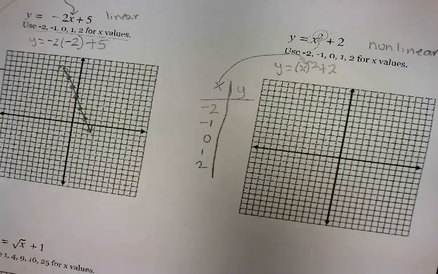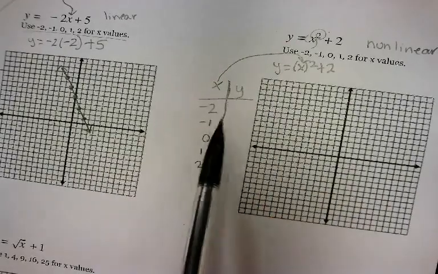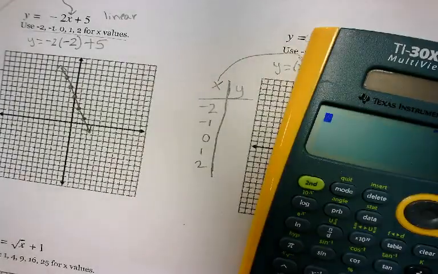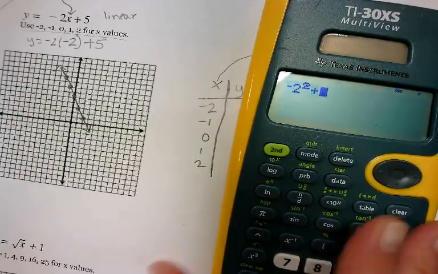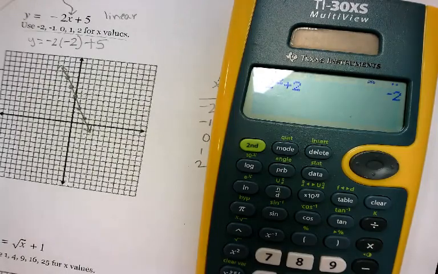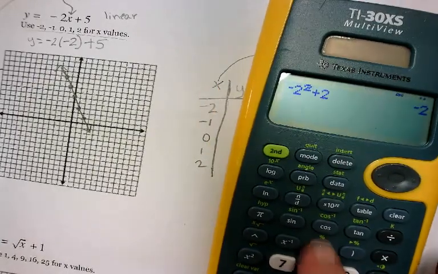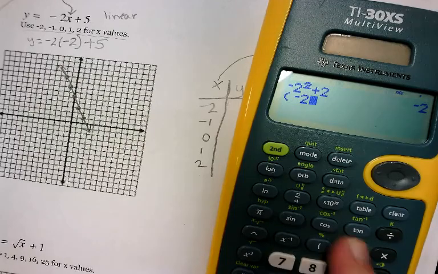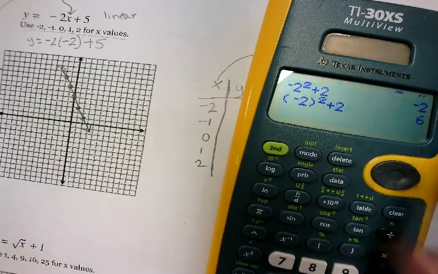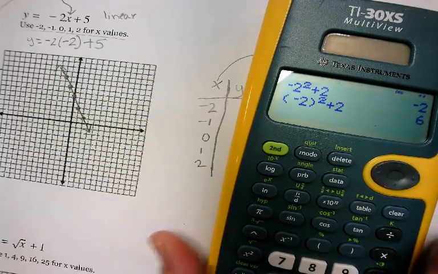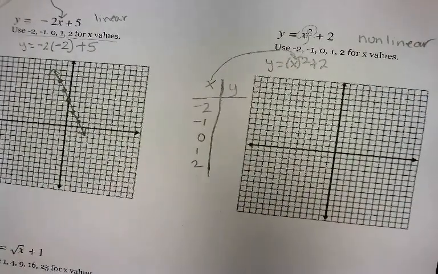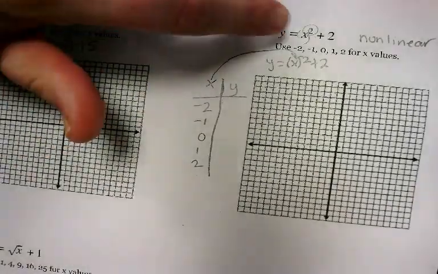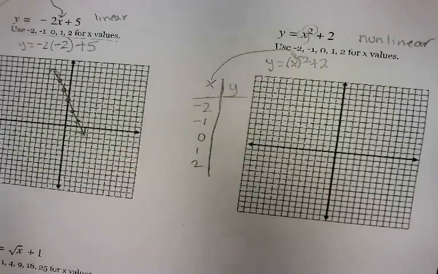So here we go. I'm going to do it first without parentheses, and I get negative 2. Okay, I'm going to do it with parentheses. Negative 2 squared plus 2 is 6. That is what we're looking for, because when you have a square like this, it's supposed to create a parabola. All right, and our answer is going to be 6.